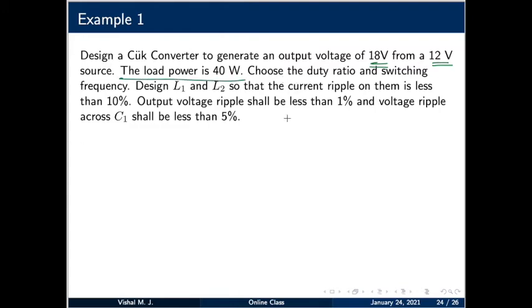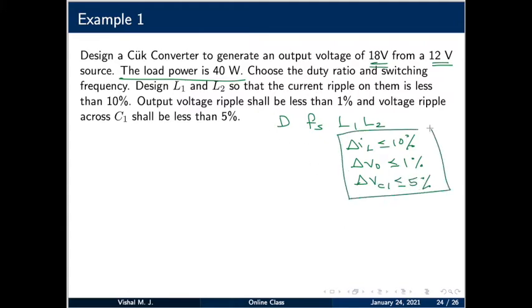You are asked to choose the duty ratio D and switching frequency Fs. You are asked to find out L1 and L2, and what is the specification? Delta IL should be limited to 10%, delta V0 should be less than 1%, and voltage ripple in C1 should be less than 5%. So, these are the design constraints. With these design constraints, let us design a Cuk converter which can develop an 18 volt output from a 12 volt source to feed a 40 watt load.